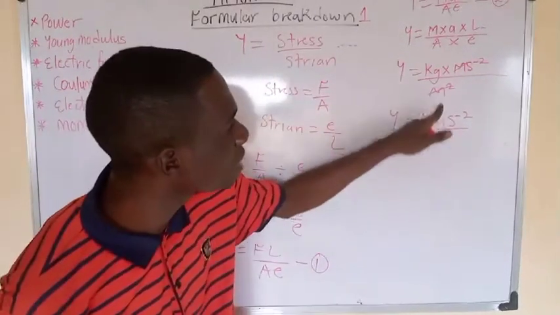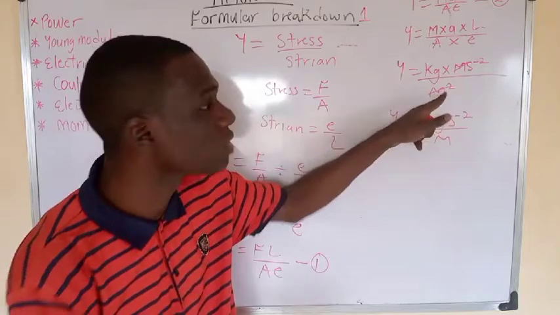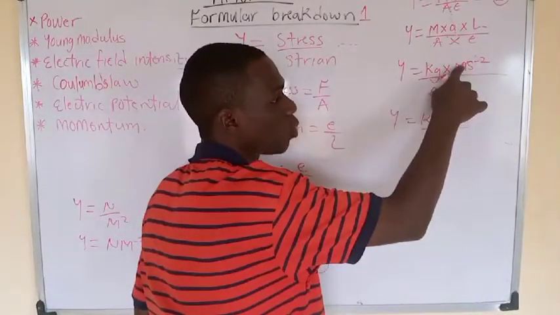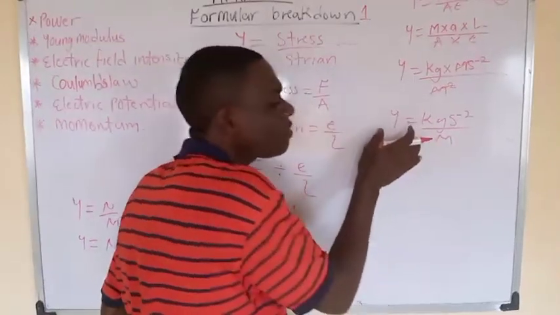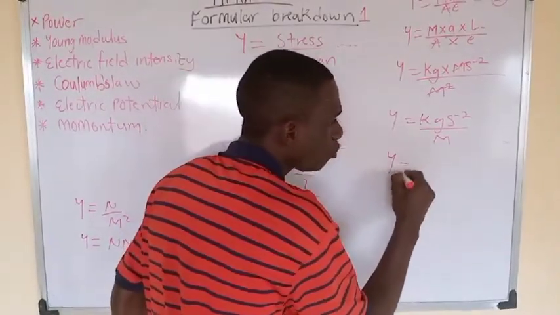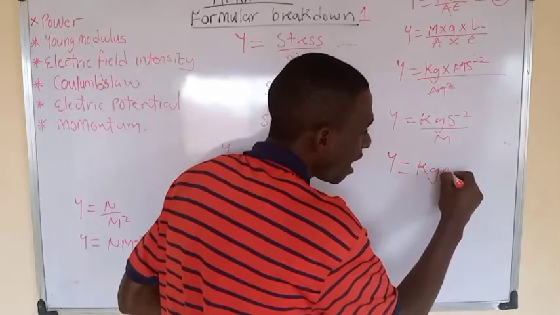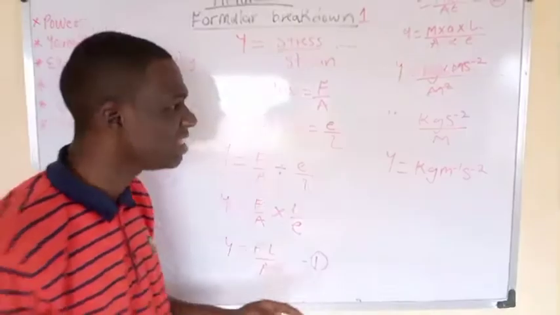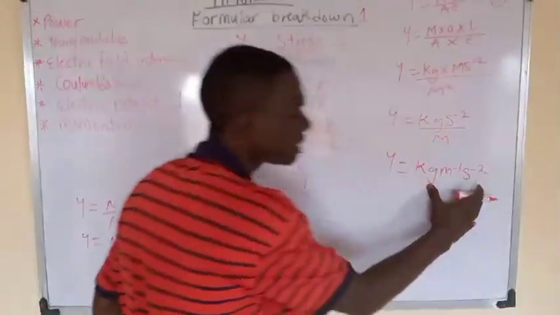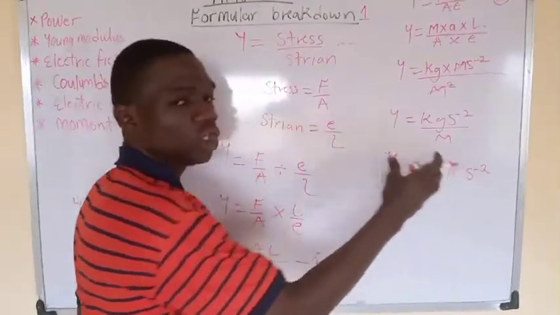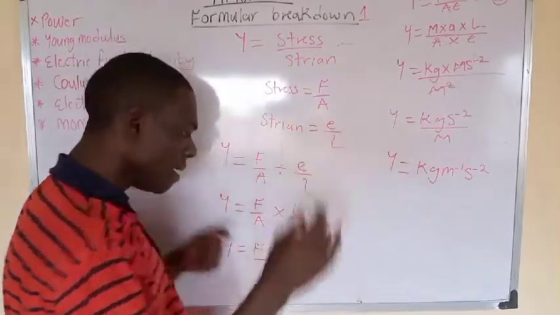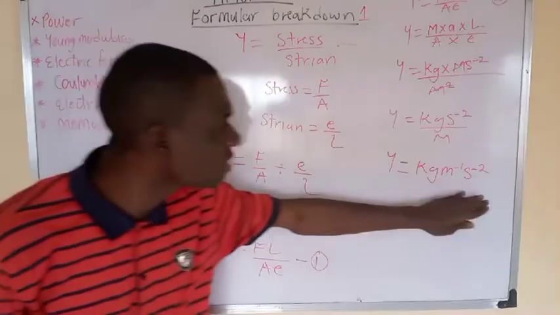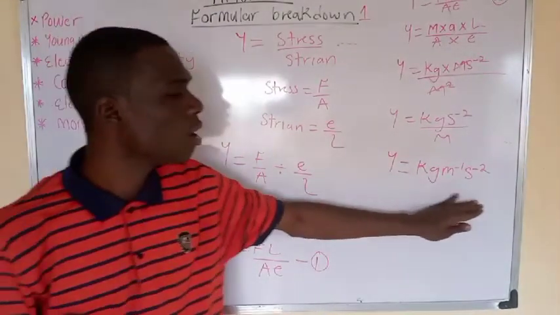Just a single m because here was meter square. Meter square means what? Meter times meter. So one of the meter will cancel one of this meter. Therefore, our derived unit for measuring Young modulus Y will be equal to what? Kg m minus 1 s minus 2. So finally, this becomes the derived unit for measuring what? Young modulus. Remember, equation 1 we did formula breakdown. Alright, for this now, this is the derived unit for measuring Young modulus.